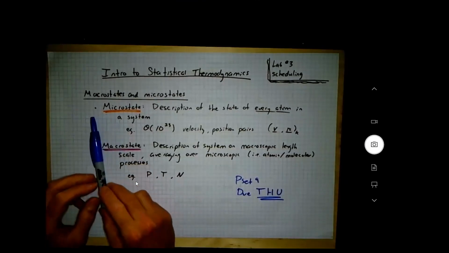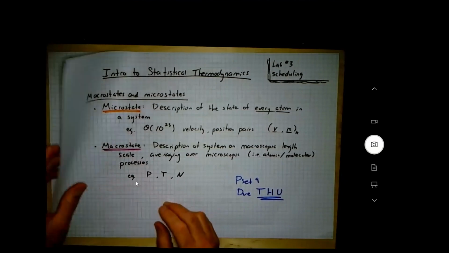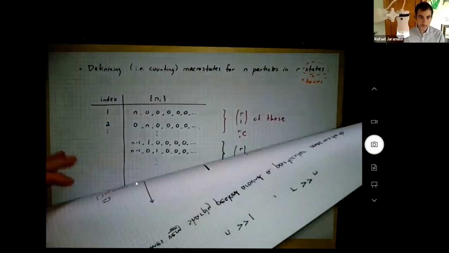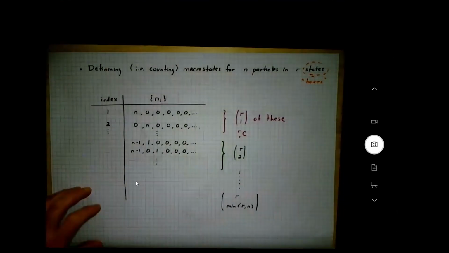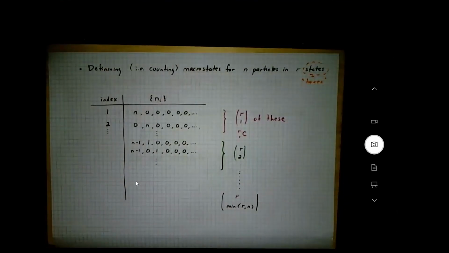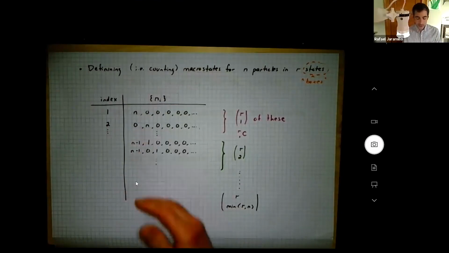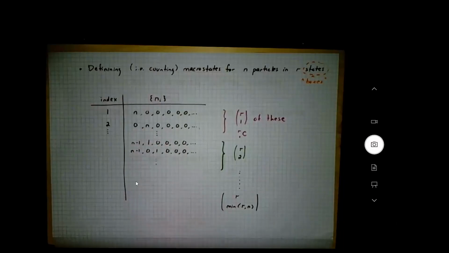Could you go back to the counting macrostates page? Sure. Yeah, this one. So for that one where you have R choose 2, will the n-1 always come before the 1? Because first you choose which 2 boxes will be occupied, right? So there's R choose 2 ways to do that. But then don't you also have to choose which one has n-1 and which one has 1? Yeah. You do. So that's another case of it that I don't draw out here. Okay, thank you for that.